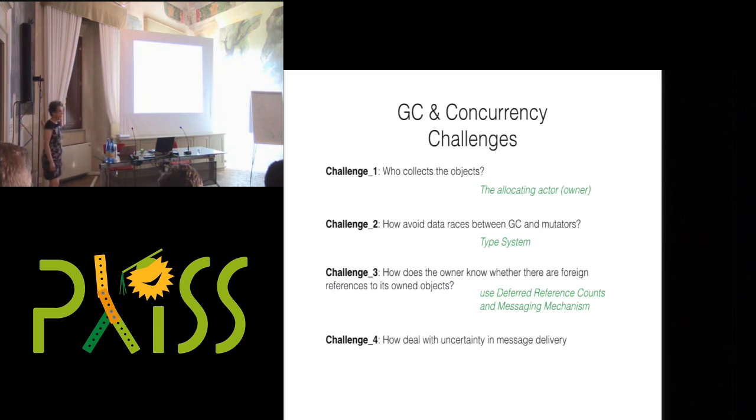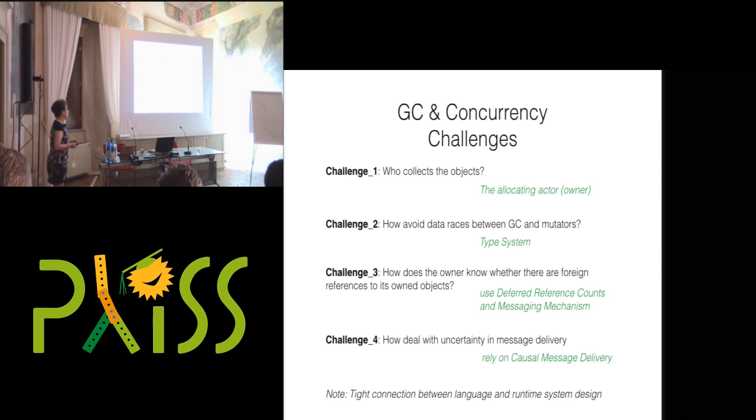And the last one is, how do we deal with uncertainty in message delivery? We said that the semantics is non-deterministic with respect to when a message arrives at the queue, and when it gets taken from the queue. But it's not totally non-deterministic because we have a causal message delivery, and this is crucial for the protocol. So there is a tight connection between the language and the runtime system design. And as I said yesterday, the garbage collector existed before the programming language existed, but the programming language provided the things that were necessary for the garbage collection.